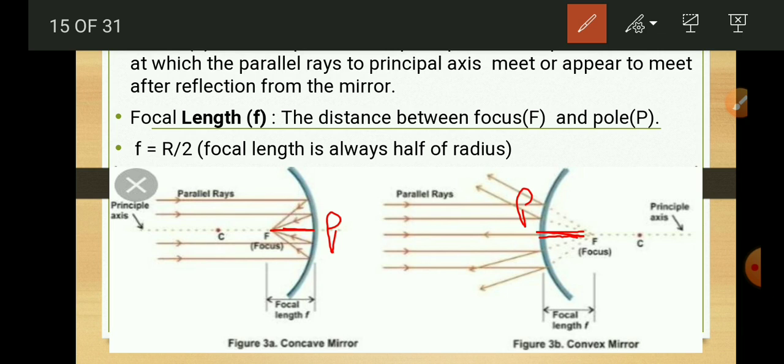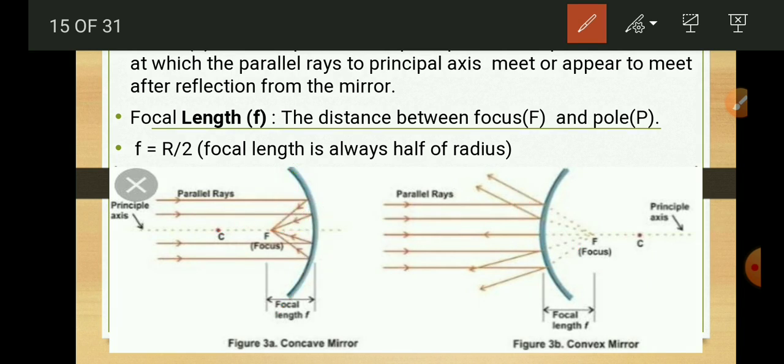Principal focus of a convex mirror lies behind the mirror. We can see here that the principal focus of the concave mirror is present in front of the mirror, and the principal focus of the convex mirror is present behind the mirror. And so the principal focus of the concave mirror is a real point, and the principal focus of the convex mirror is a virtual point.